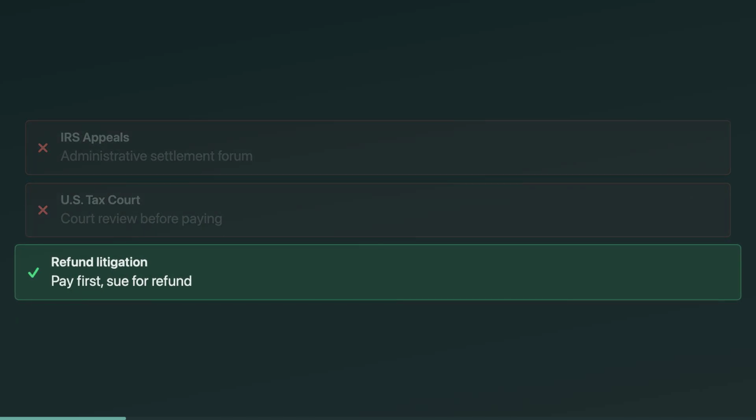When you disagree with an IRS determination, you're really choosing a forum, and the EA exam loves one big divider. Do you have to pay first or not? Your three main paths are IRS Appeals, U.S. Tax Court, or refund litigation in U.S. District Court or the Court of Federal Claims. Each one has a different purpose, tone, and timing.